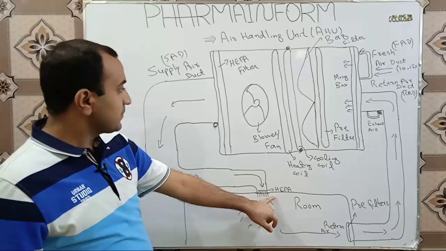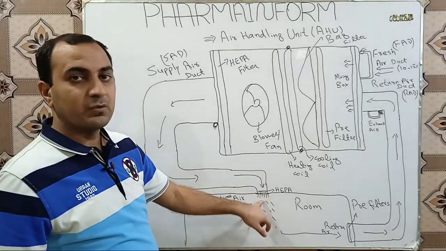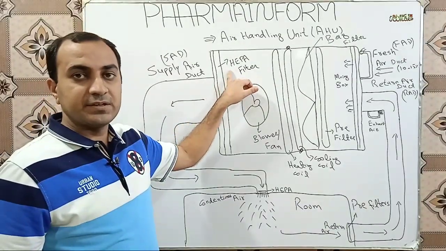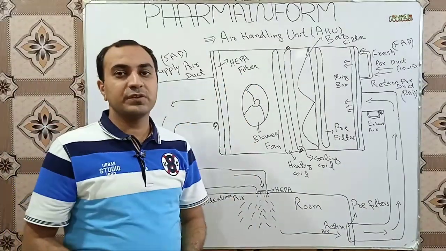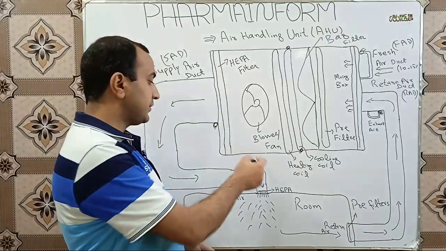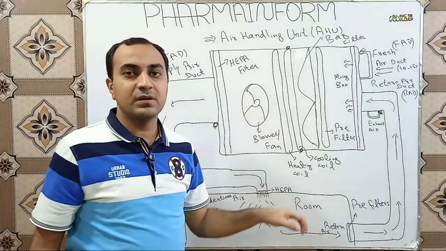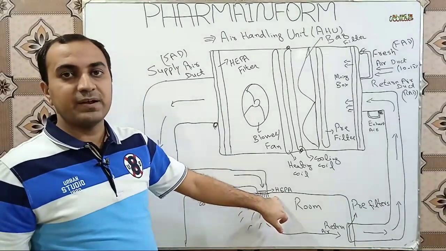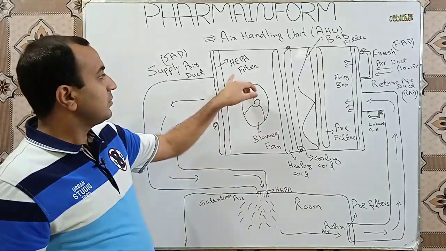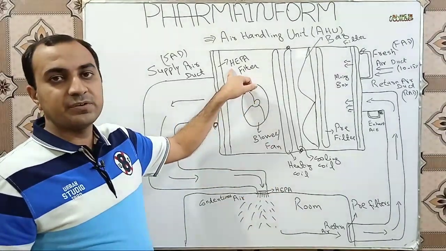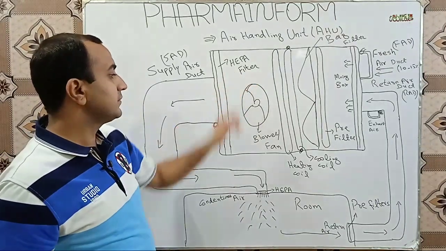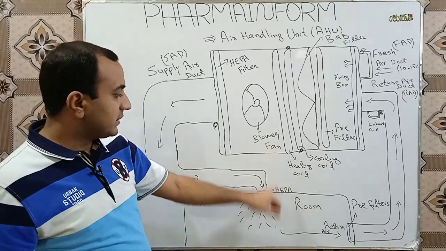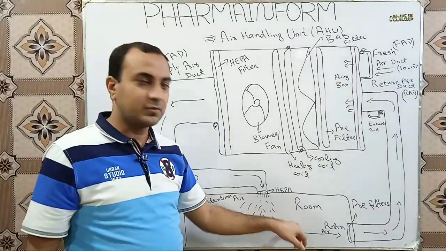A HEPA filter may be installed here, or we can also use a HEPA filter in the AHU. In the majority of cases, the HEPA filter is used terminally because it is more efficient when we use the HEPA filter at the terminals, or you can also use HEPA filters in the air handling unit. So from the diffuser, the air is supplied in the room.